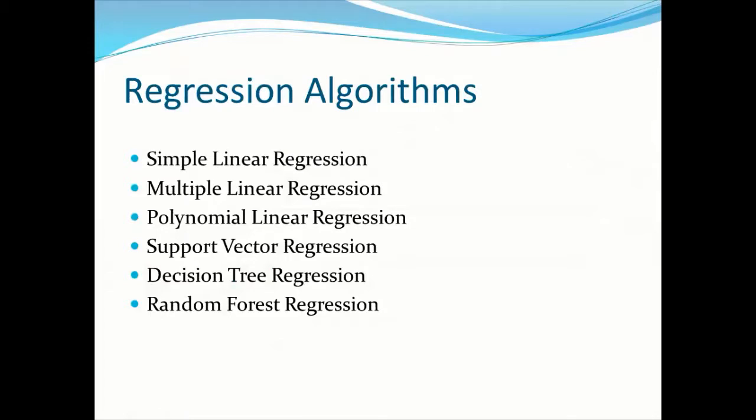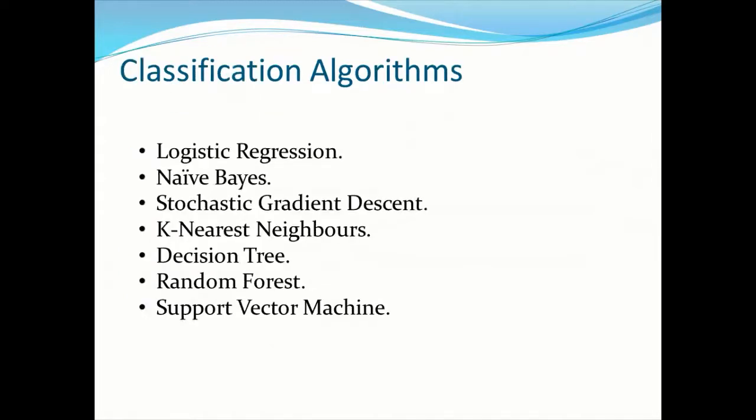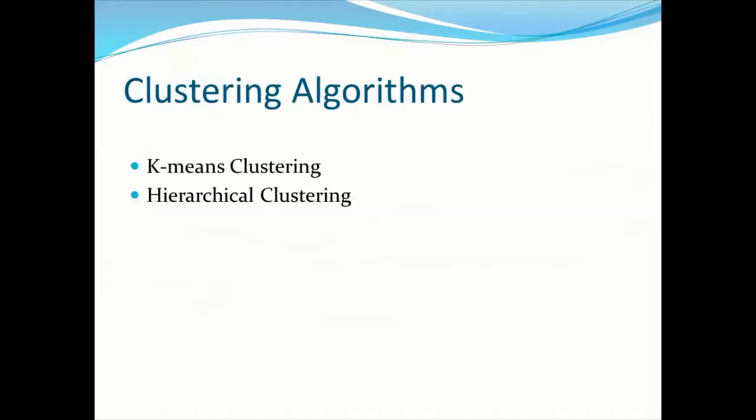So these are some examples of regression algorithms: simple linear regression, multiple linear regression, polynomial linear regression, support vector, decision tree, and random forest. Some examples of classification algorithms would be logistic regression, naive Bayes, stochastic gradient descent, k nearest neighbors, decision tree, random forest, and support vector machine. And some clustering algorithms would be k-means clustering and hierarchical clustering. I will be covering these algorithms in detail in my upcoming videos.